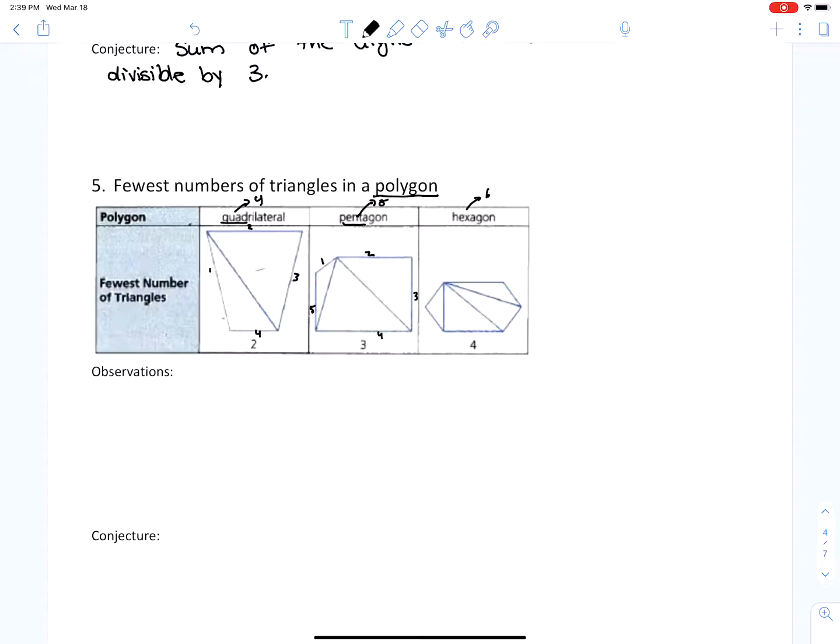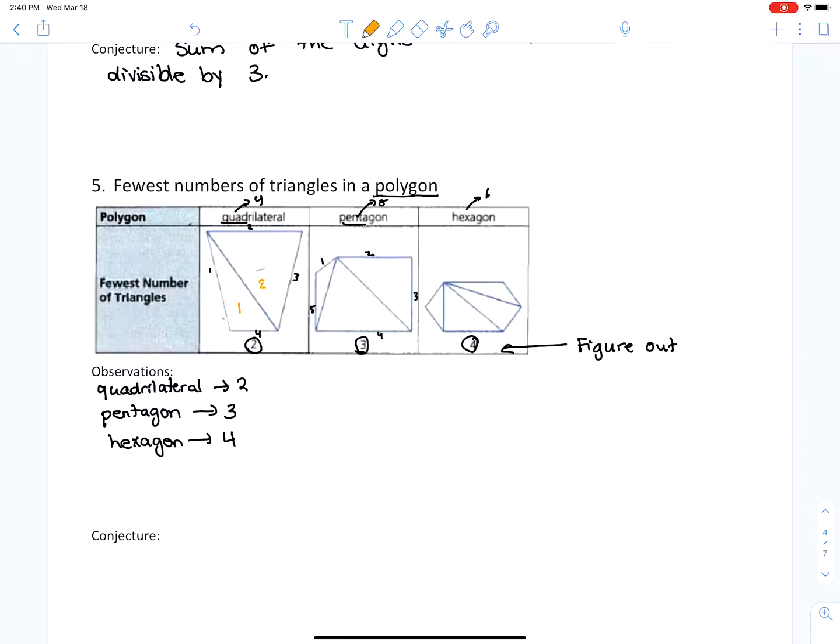So in a quadrilateral, there are 2 triangles that are formed. In a pentagon, there were 3 triangles formed. In a hexagon, there are 4 triangles formed. Now, we've written the numbers out for you here, but you may need to figure these out on your own. So when you're looking at the diagram, we can notice that there's 1 triangle, 2 triangles, 1, 2, 3, 1, 2, 3, 4 triangles, and then we can just write that number for us.